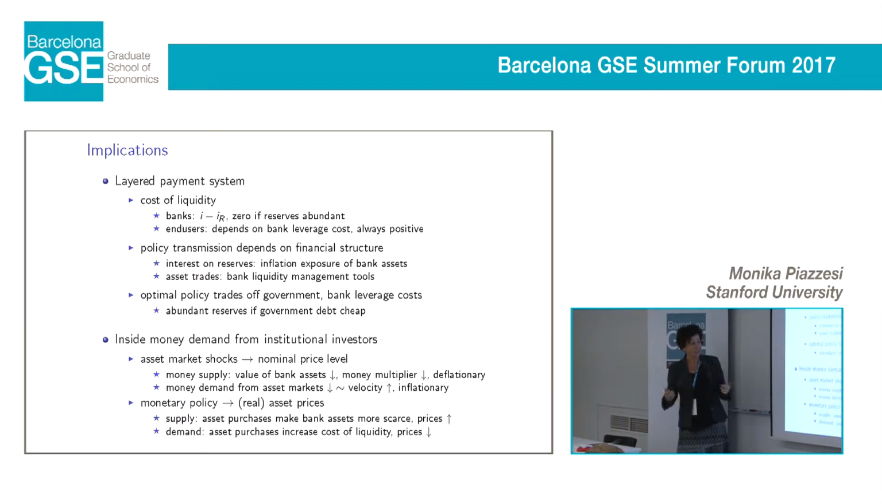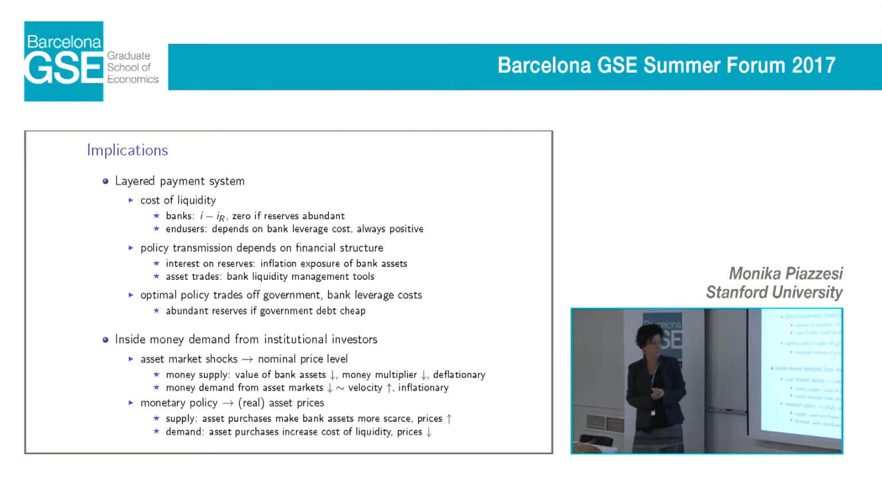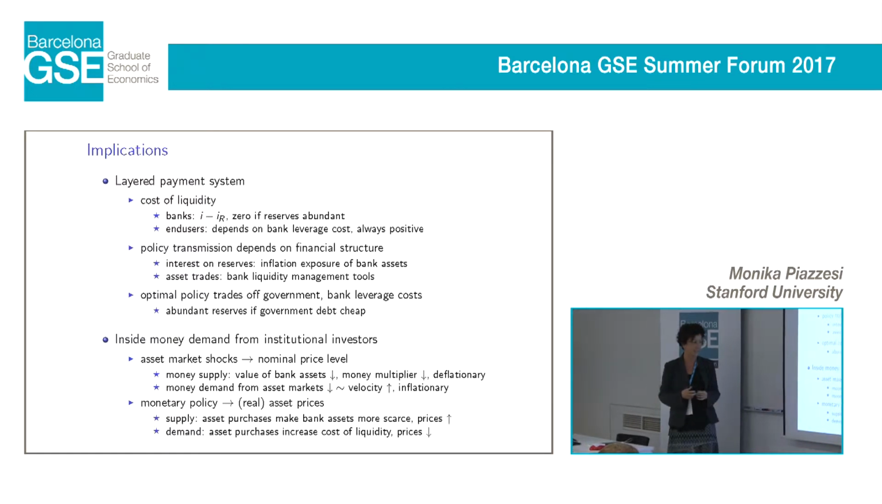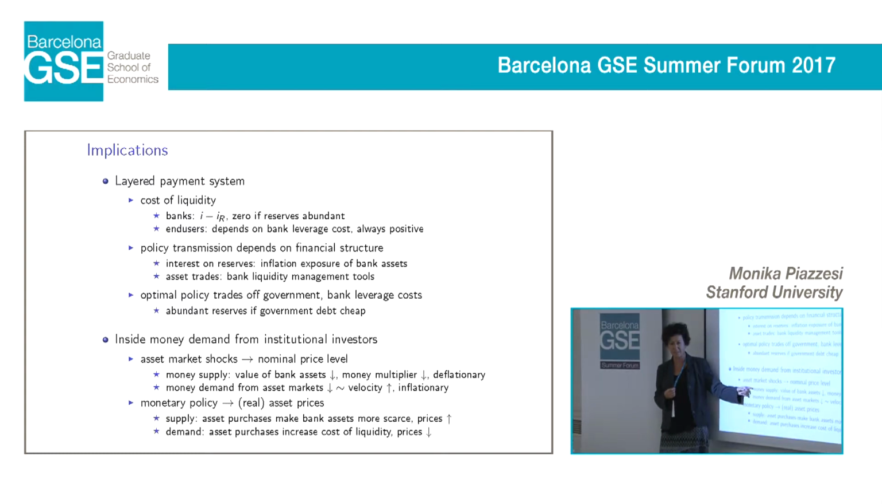Having asset trading in the model that is done by institutional investors is going to create money demand, because these institutional investors will also need to hold inside money to make these asset trades. In particular, there's going to be a transmission from variations in asset values to the price level. That goes in two ways. One is it will affect the supply of money.